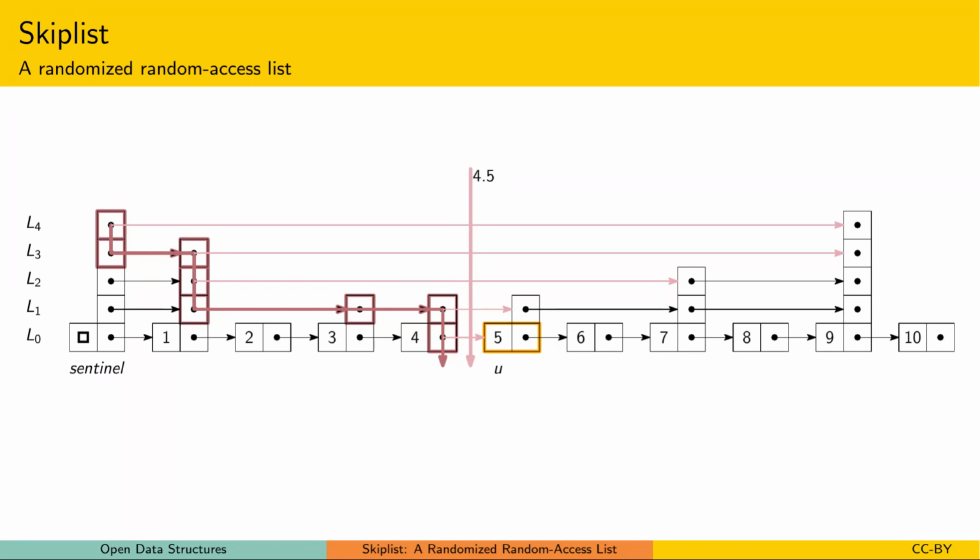Still another way to think of the search path is in terms of the reverse search path. We can build this path by starting at the node just before U in L0 and repeatedly going up whenever we can. If we're unable to go up, then we go left.